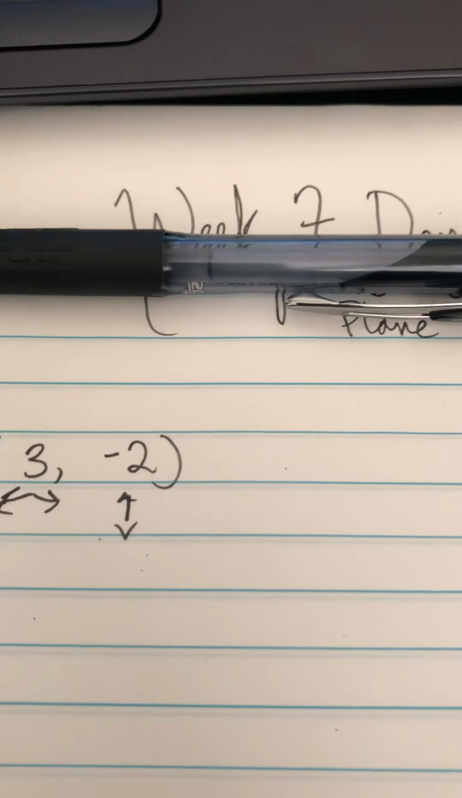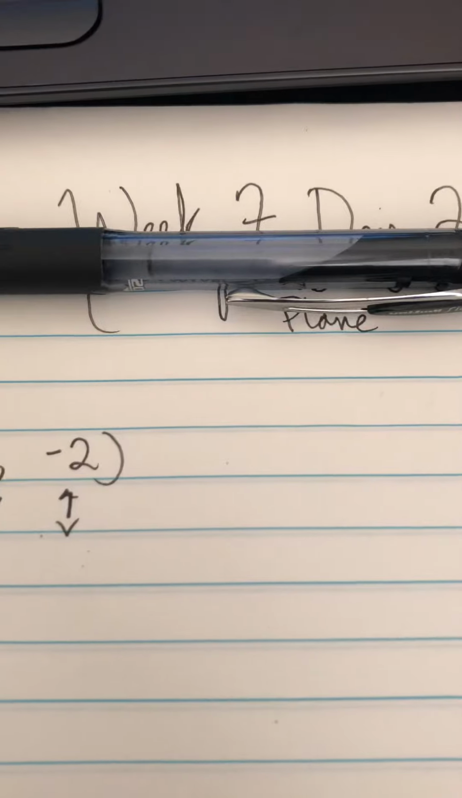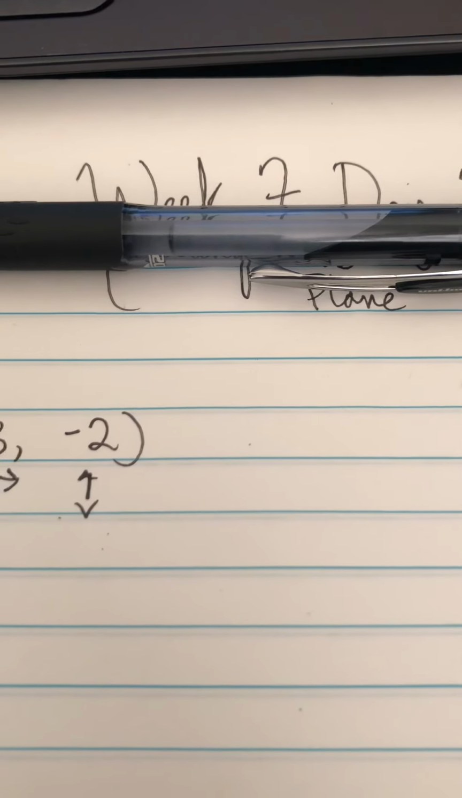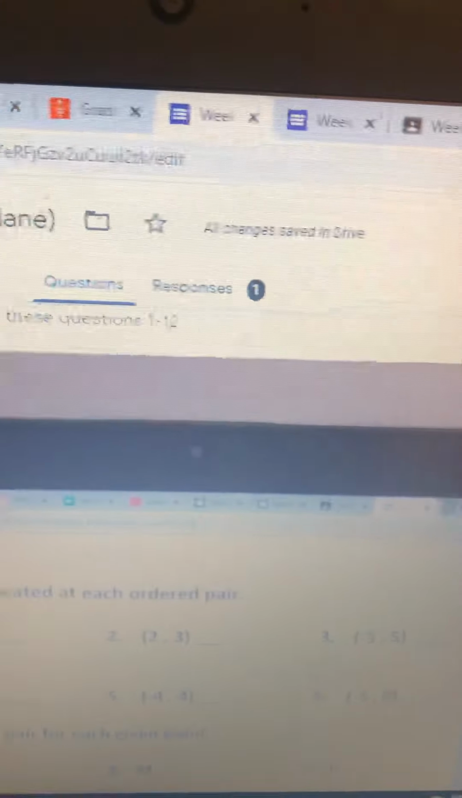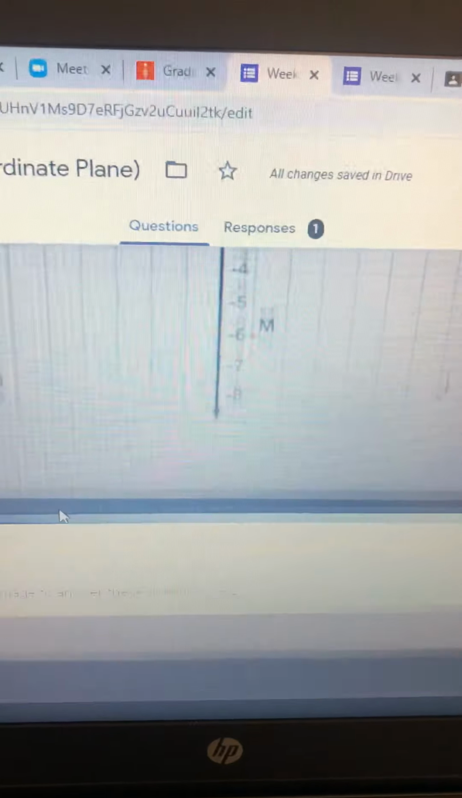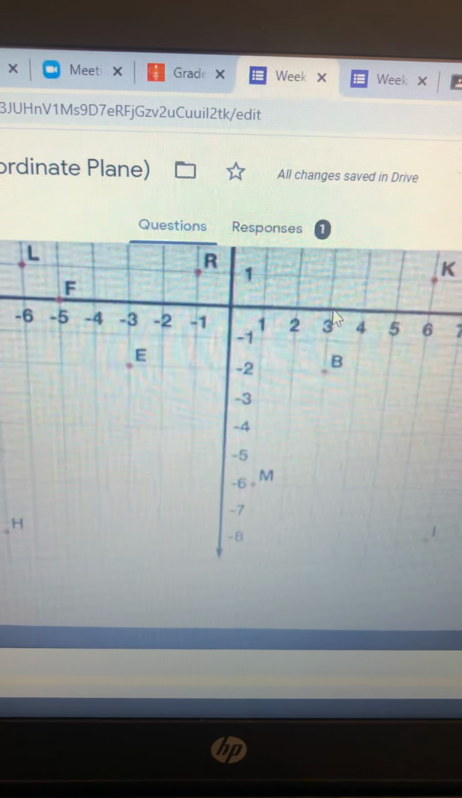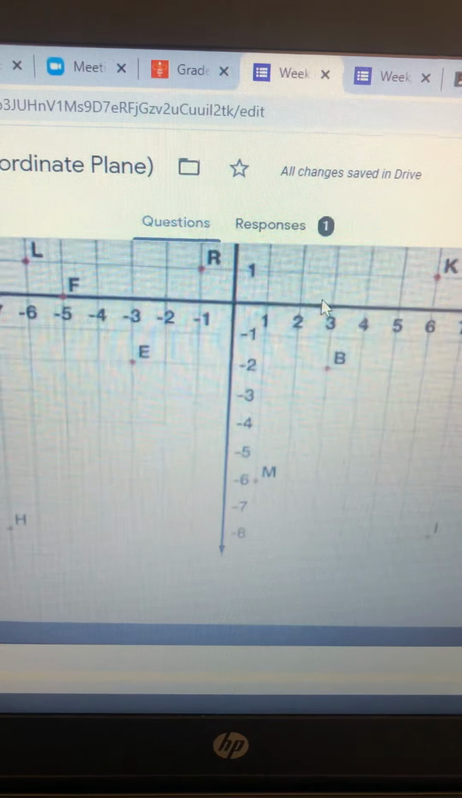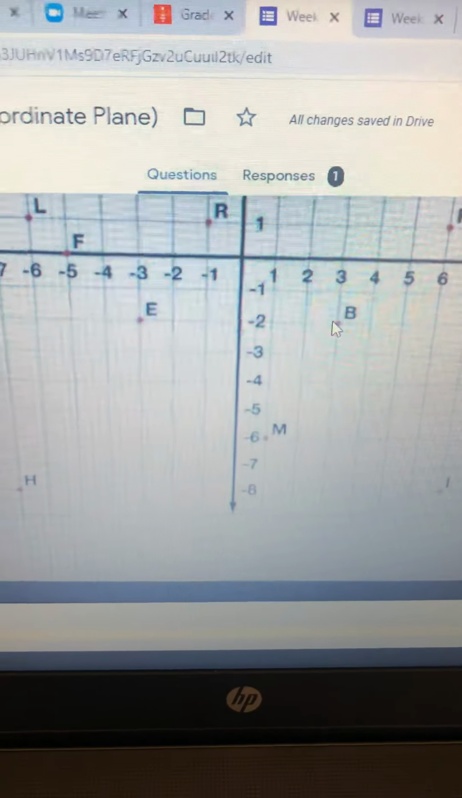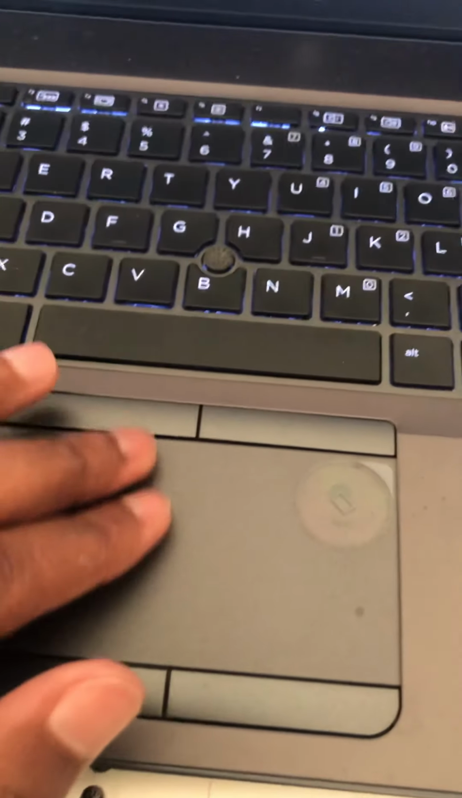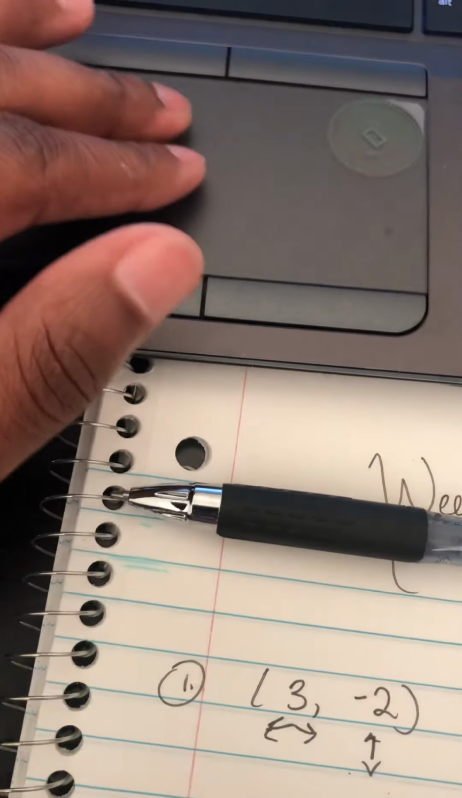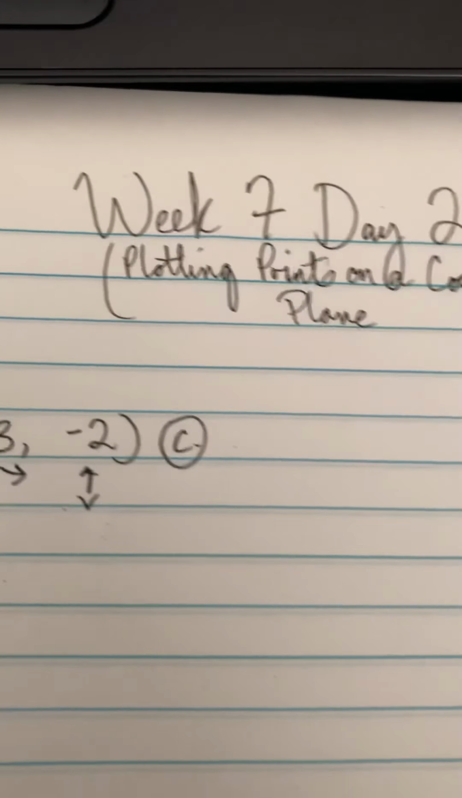That should be E. And wait a minute. Oh, I'm sorry. Oopsies, I went the wrong way. See, and that's why we gotta be mindful. So it is right here, over 3, down 2. So that is B, not E. So that is B. All right. So that's answer choice C. Answer choice C is B.